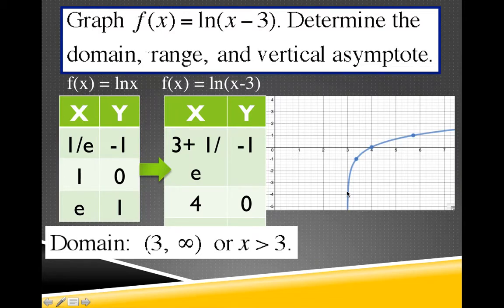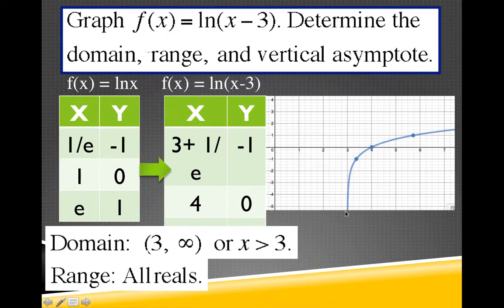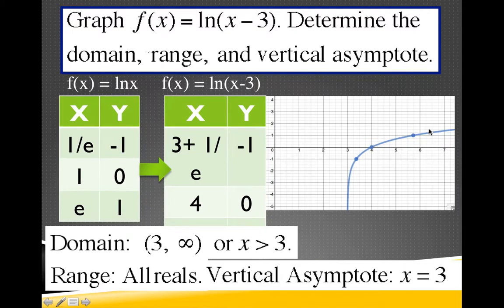The domain here is all of the x's that are greater than 3, or from positive 3 to infinity. Notice that we cannot include the 3 because we'll never touch this x equals 3 line. The range is all real numbers because this graph does go down forever and it continues to go up forever. And the vertical asymptote is x equals 3.